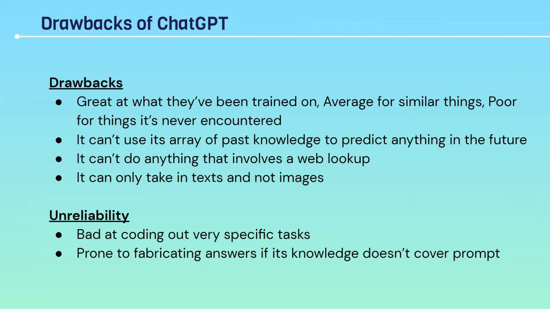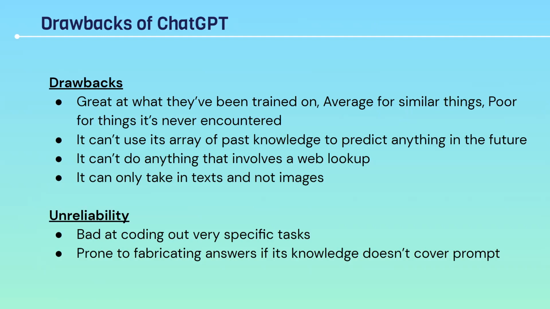So yeah, and it can't do anything that involves looking up the web. It can only do stuff that it has already known in its database, and it can only take in text and not images. I find this a particular pain point for me. I'm not able to put in images sometimes to explain. For example, if you have a graph theory problem, how do you explain a graph in text, right? Kind of impossible. Yeah. So these are some of the drawbacks.